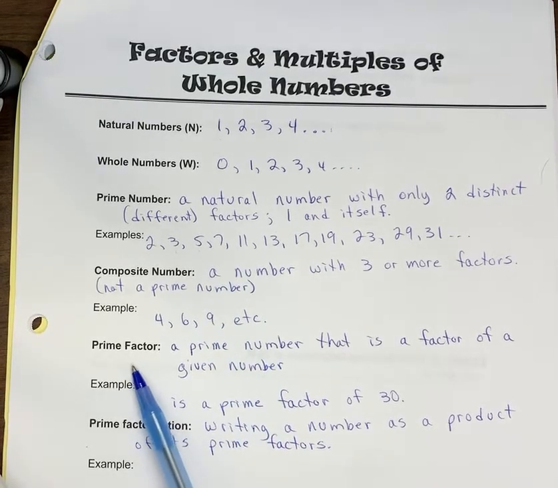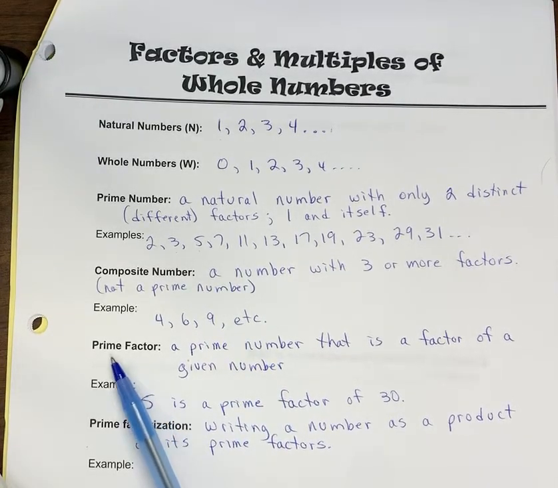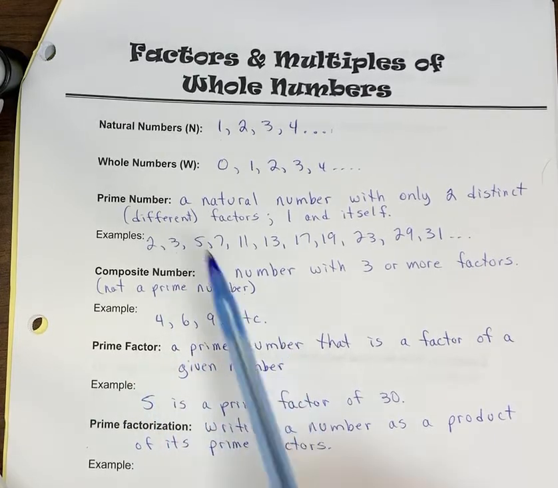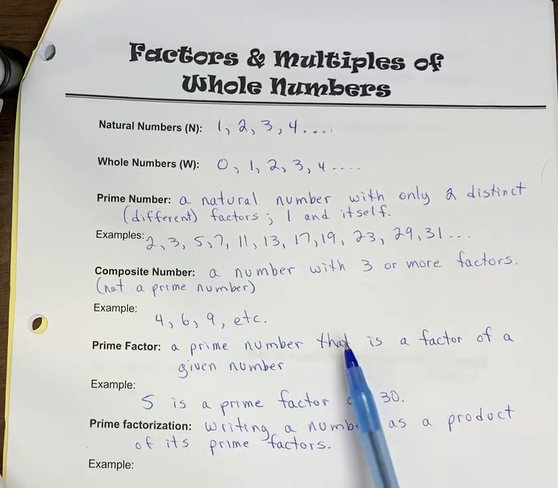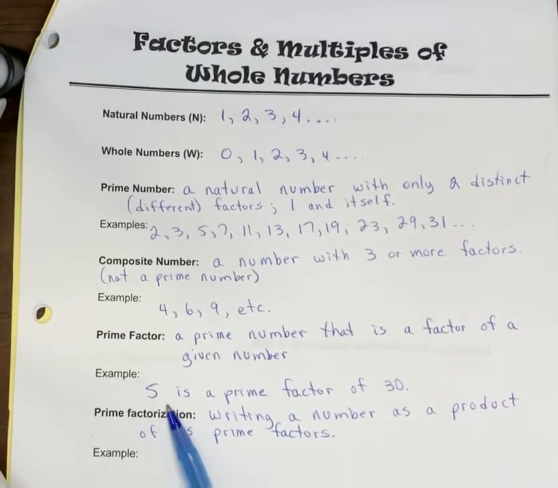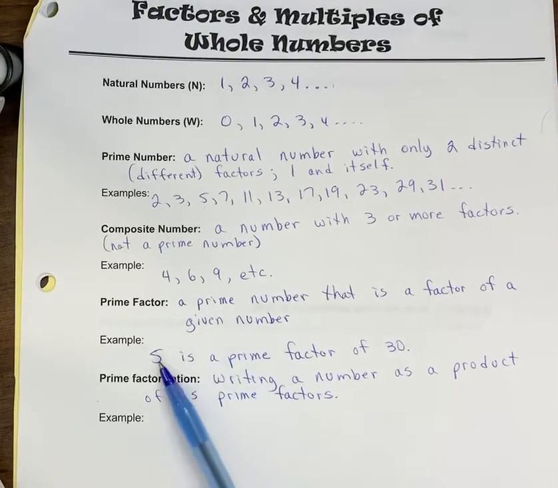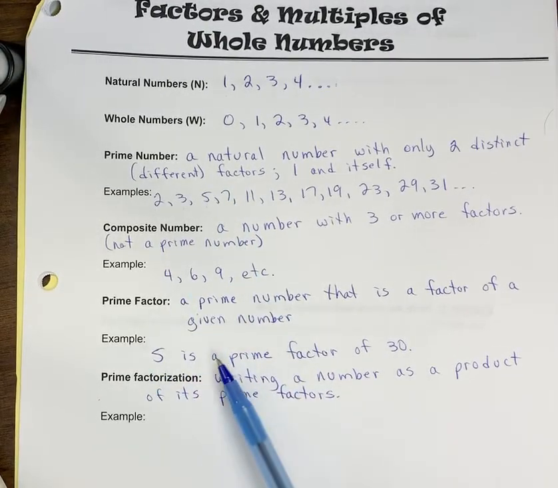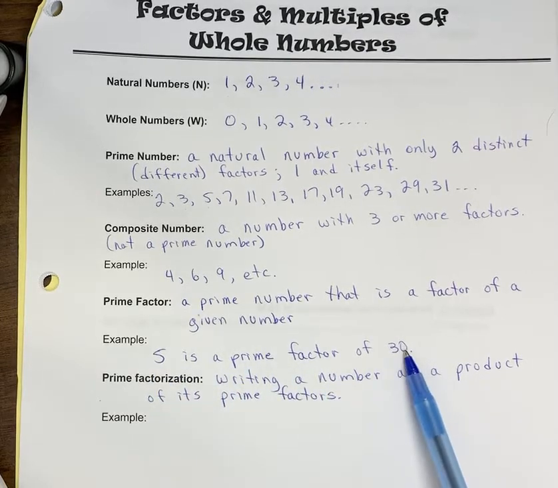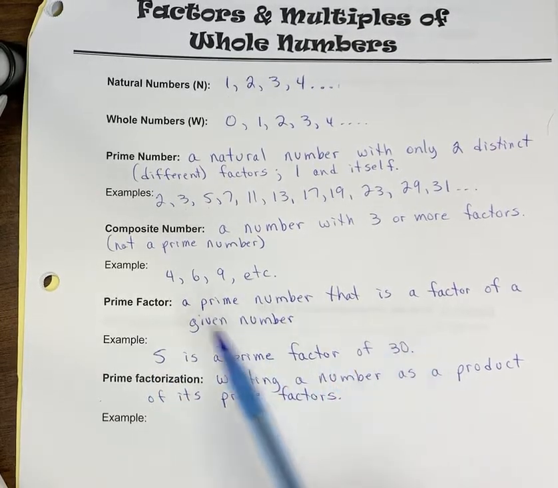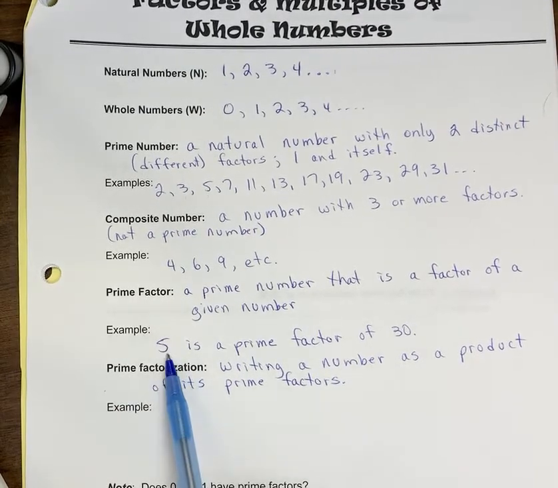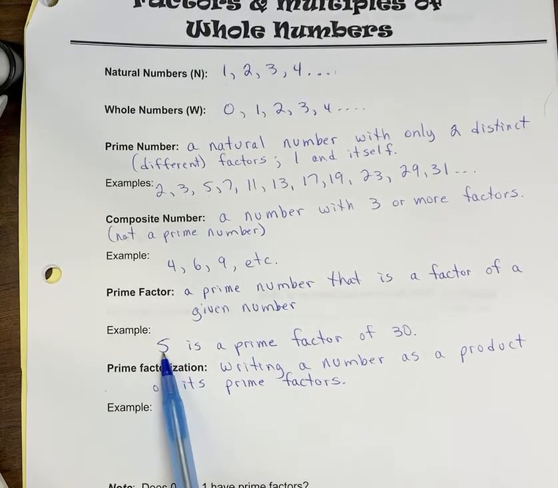So what we're going to be looking at in this lesson is something called a prime factor. So what's a prime factor? It's a prime number, so one of these from the list, that is a factor of a given number. So let's look at an example because that helps really understand it much better. So 5, which is a prime number, is considered a prime factor of 30. So 5 goes into 30, or 30 is divisible by 5, and 5 itself is a prime number.